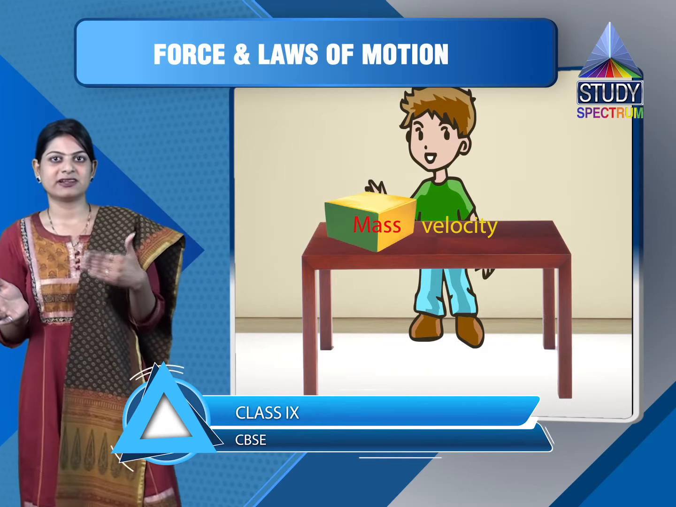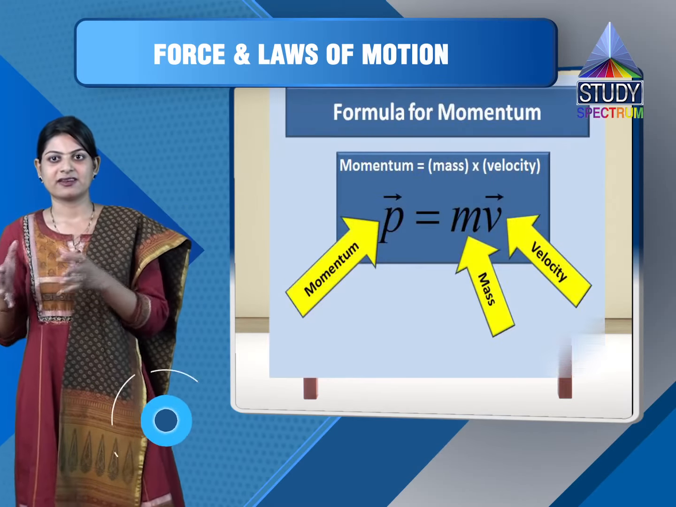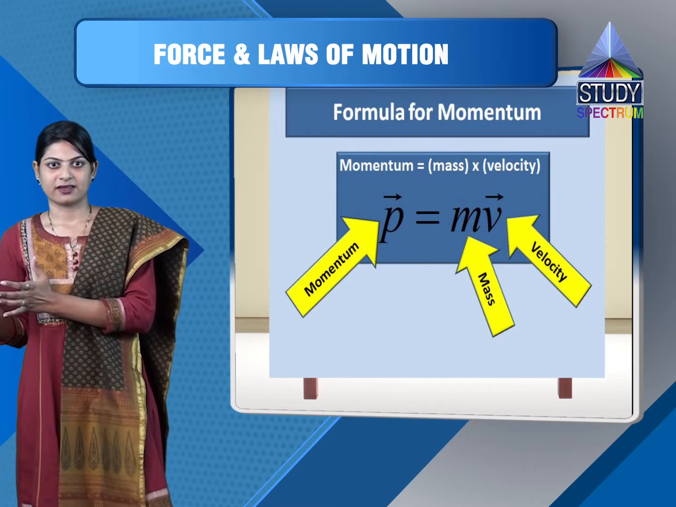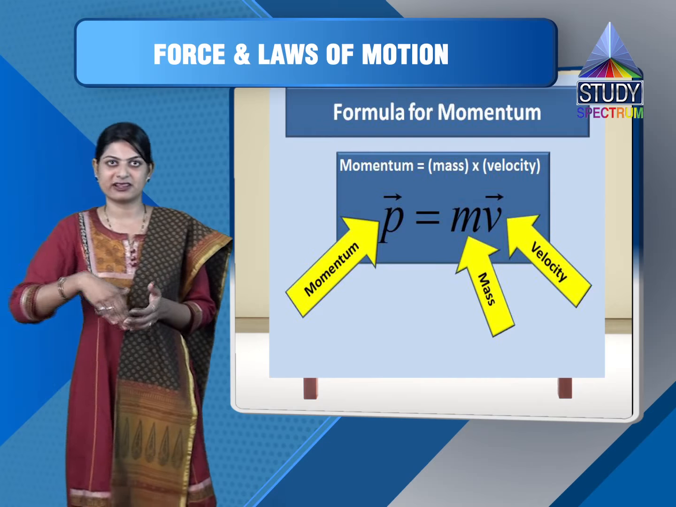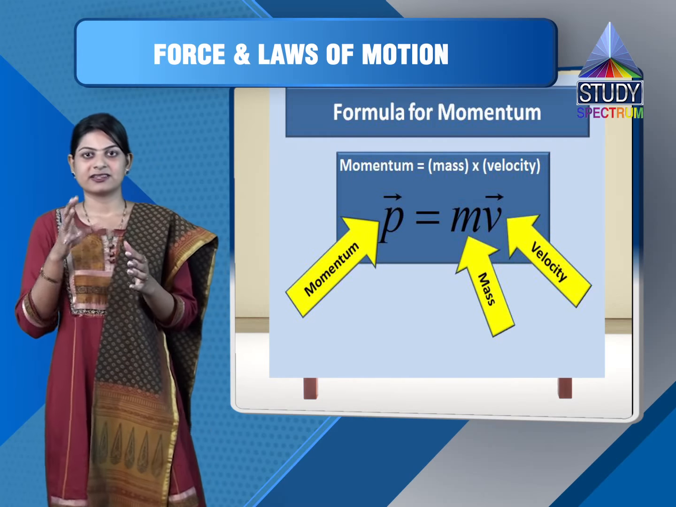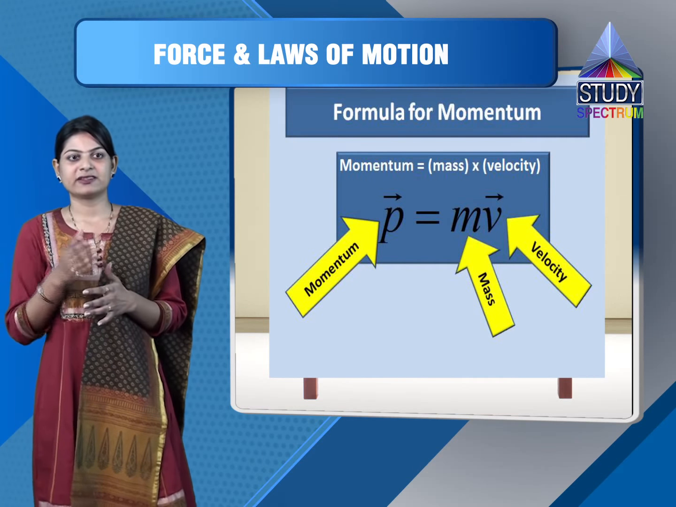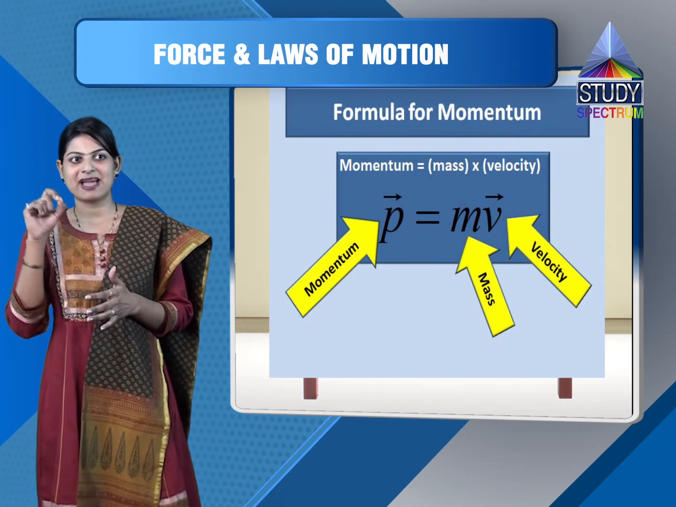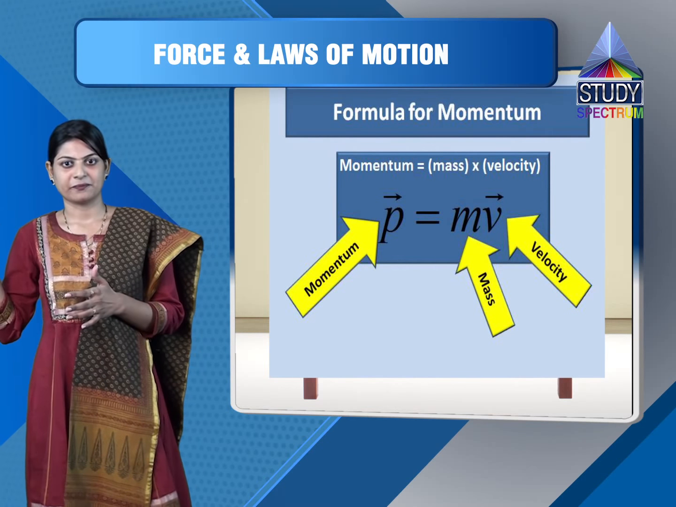He defined momentum as a mass with velocity. A mass with velocity is equal to momentum. Mathematically, it is the product of mass and velocity. We denote momentum with P, and we write it as P = M × V.